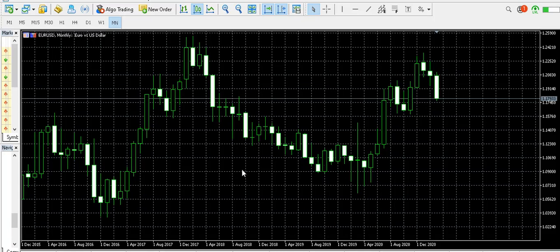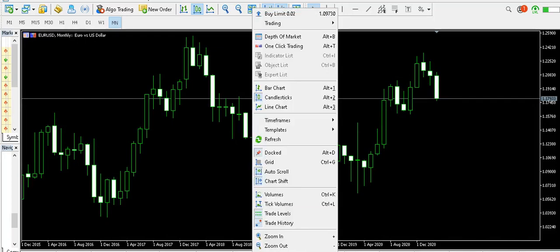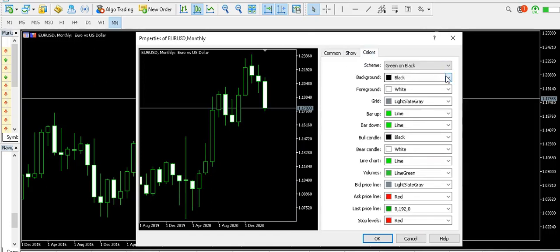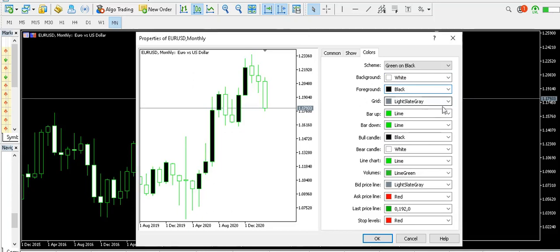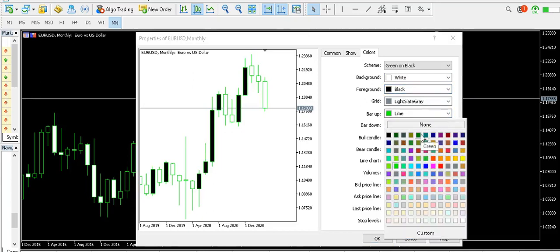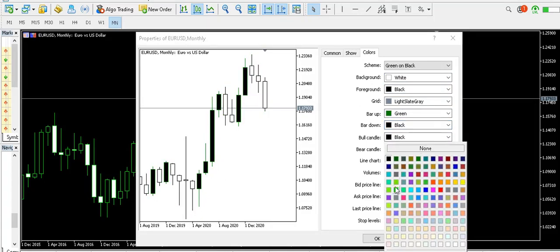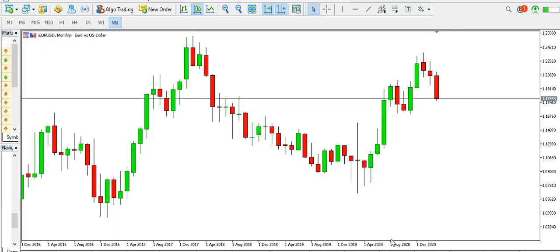So I'm going to remove the grid lines from the chart. All right, and I'm going to change the background of the chart. This is MT4, MetaTrader 4. Okay, I'm going to change this to white, this is black. Okay, this is green, this black. Okay, and this lime, and then this red. Okay, I kind of like it this way.